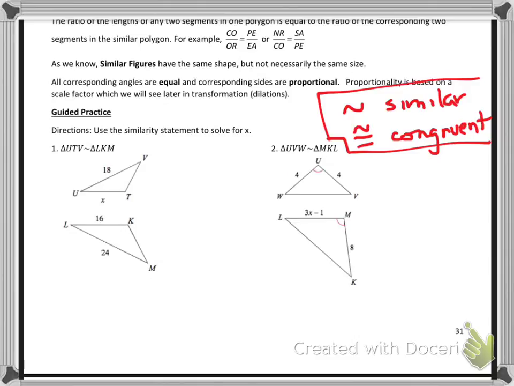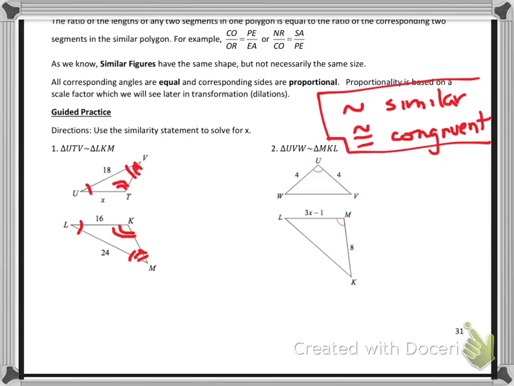All right, so looking at number 1 here. Triangle UTV is similar to triangle LKM. So we know that the angles have to be congruent. So the order of everything tells me that angle U is congruent to angle L, angle T is congruent to angle K, and angle V is congruent to angle M. All right, and I know that the sides have to be in proportion.